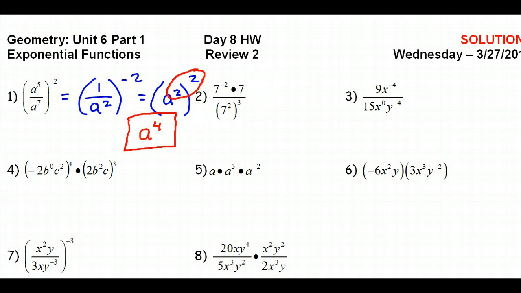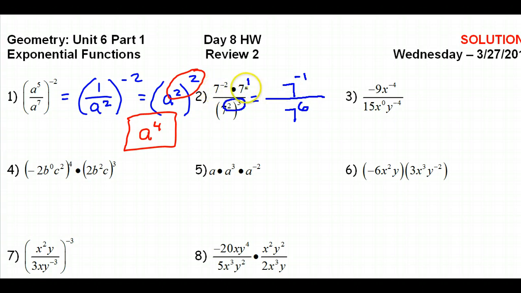For number 2, in order to simplify this one, there's a couple of things. First of all, in the denominator here, we're going to multiply these. Whenever you have a power to a power, you multiply. So that's going to give me 7 to the 6th power. I'm going to go ahead and do this. This is like having 7 to the 1 power. And when you multiply with like bases, you add the exponents. So this is going to be 7 to the negative 1 power right now.